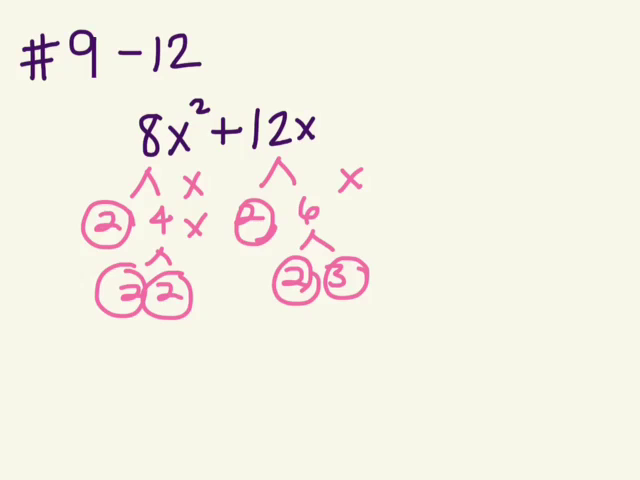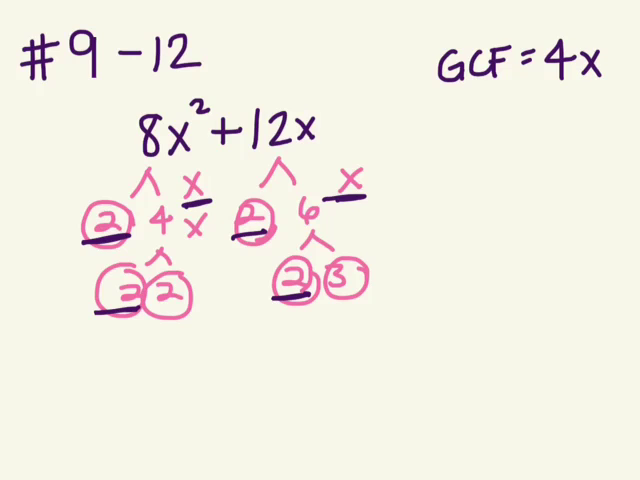Now, let's circle what they have in common. Or let's underline it. A 2 and a 2, another 2 and another 2. They have 1 x as well. So what they have is, here's their GCF. So their GCF is 2 times 2, which is 4, and they have an x, that's a 4x.